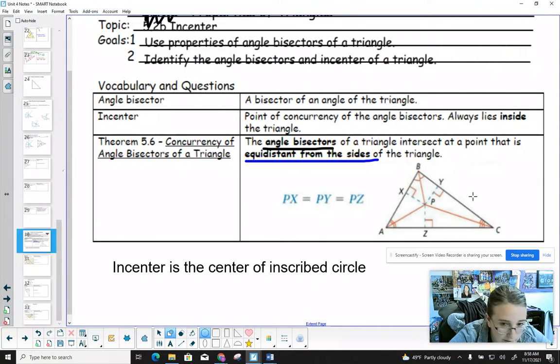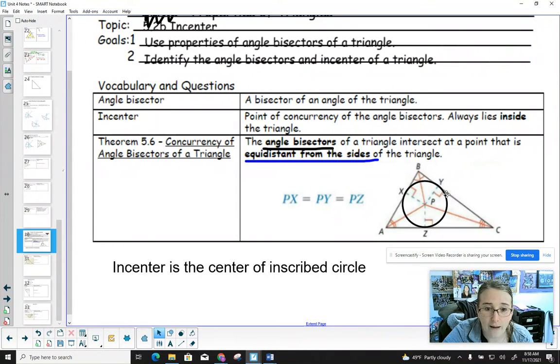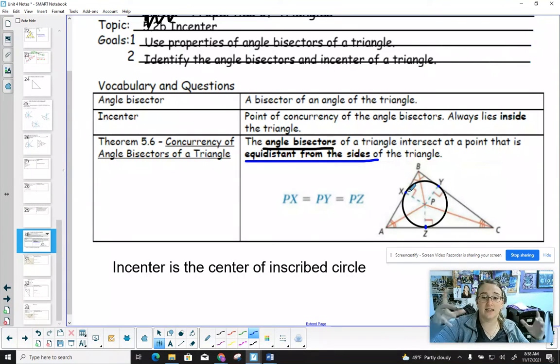So if you notice again here, what I'm going to do, if you watch the other Edpuzzle, you saw me do this, I'm going to click right here and drag my circle out. What you're going to see happen is I'm going to magically perfectly create a circle that perfectly touches all three sides of the triangle. And specifically, it touches at these 3 points, 1, 2, 3. So this is why it's called the incenter, because it is the center of the inscribed circle.